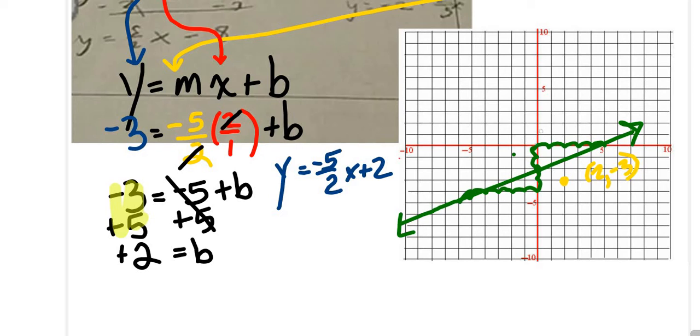So we're at +2, and we're doing -5 halves. So up 5 and left 2, or down 5 to the right 2. And you can see right there we hit our target right on the money here.